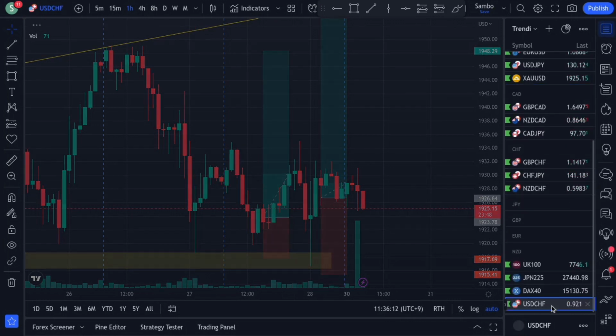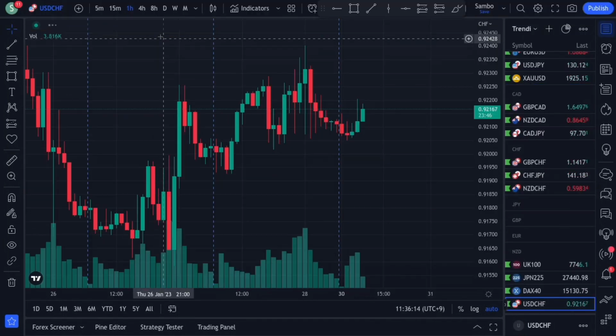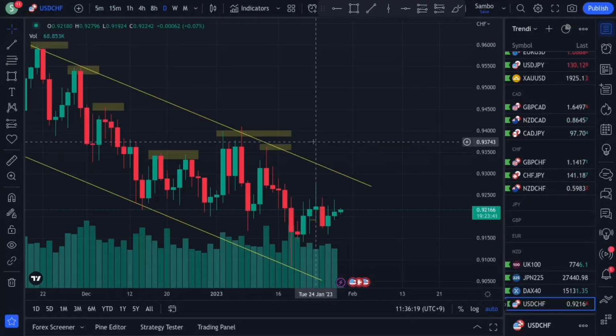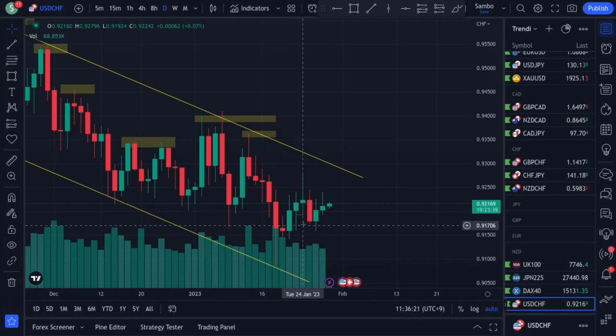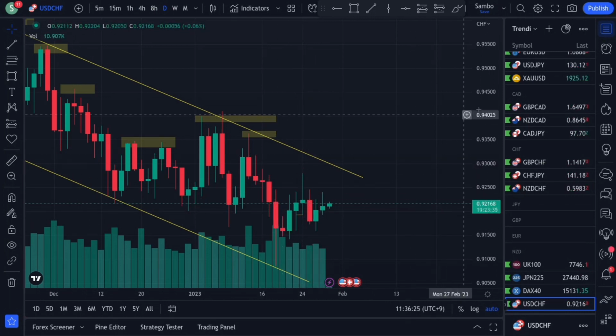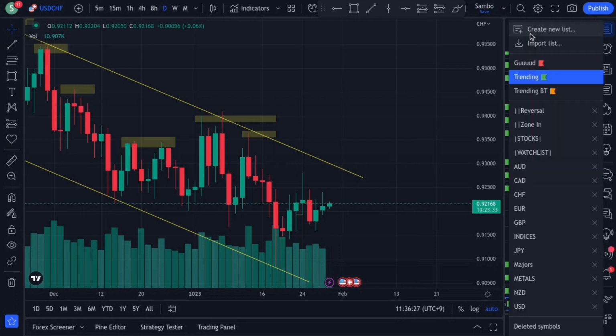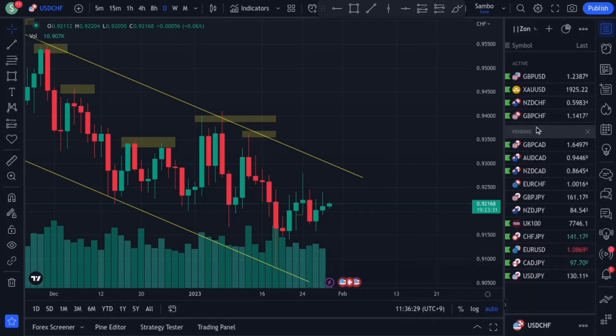Oh, USD Swiss. So let's look at USD Swiss, because that's also part of USD. Is there a potential trade setup? Not really. Yes, we're trending down, but it's getting very, very choppy. So nothing there, nothing to put on the zone in list. So if we go to the zone in, I included some other pairs there, but for the most part, we've got these to look at.